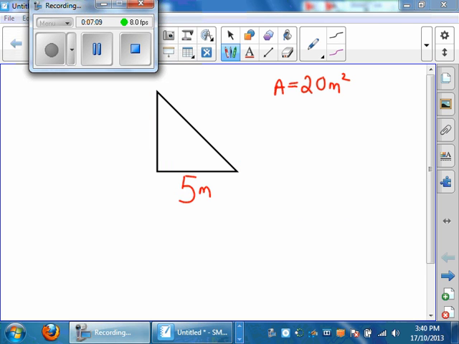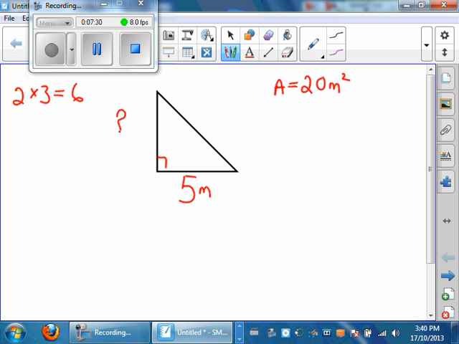All right, so we got ourselves a little problem here because we know the base, which is 5 meters, but we don't know the height yet, and we know that the area is 20 meters squared. So if you remember back to the previous videos when we talked about working in reverse, let's go back to a very simple concept here. If we had 2 times 3 and that equals 6, we know that division is the opposite of multiplication, so we could say 6 divided by 3 is equal to 2, and we can flip it around. Well, we can do the exact same thing with our formulas in order to determine missing measurements.